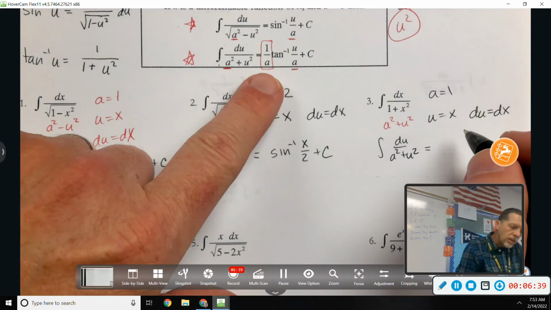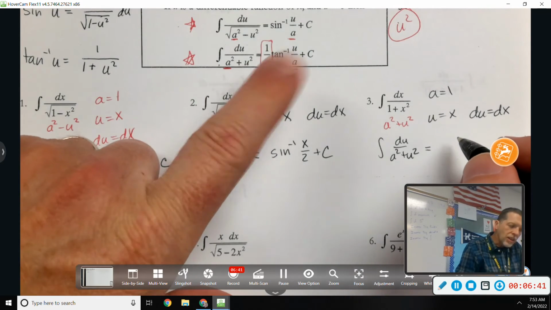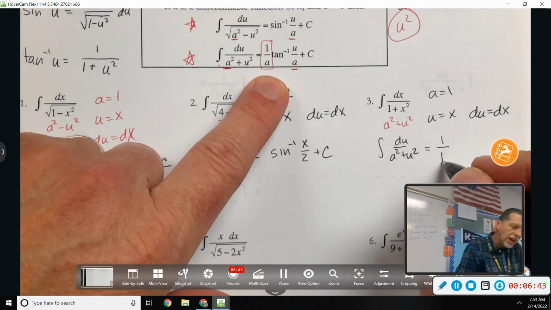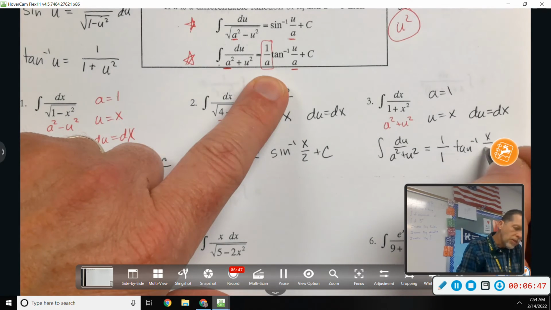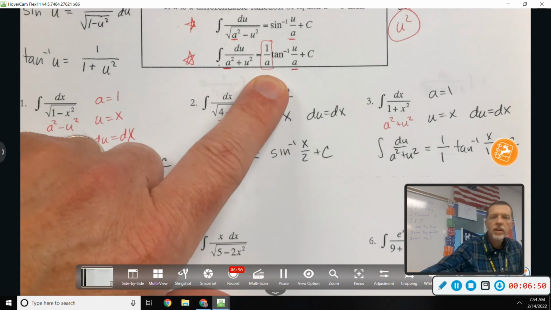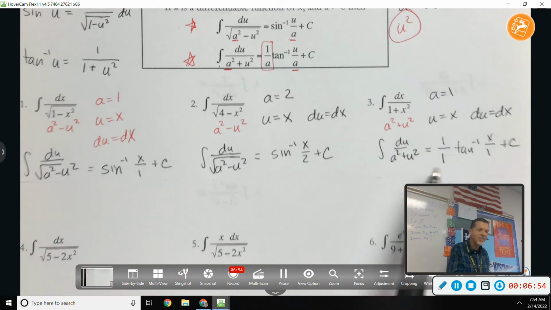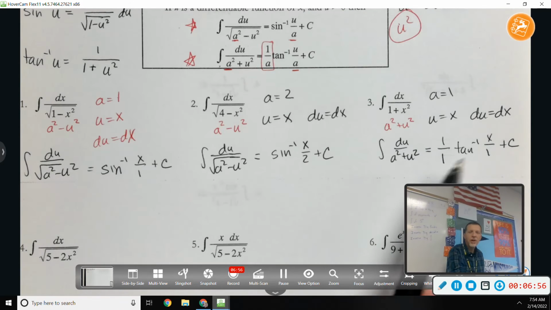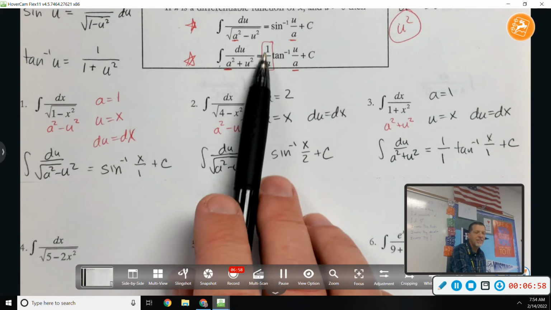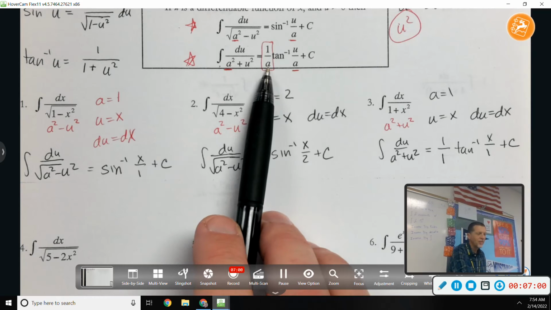So inverse tangent, again, the big difference is there's a 1 over a out front. Inverse tangent of u over a plus c. And again, all of those 1's out front are completely unnecessary, but it's a reminder that we want to match the formula, match the pattern.